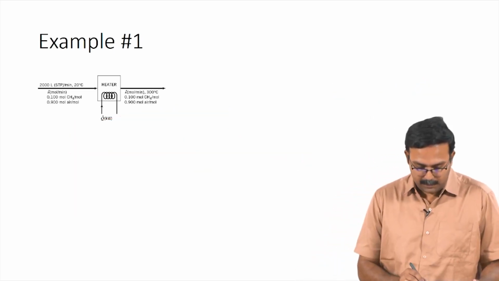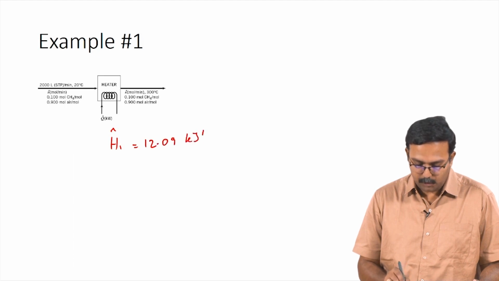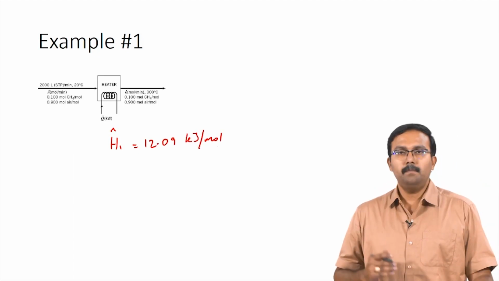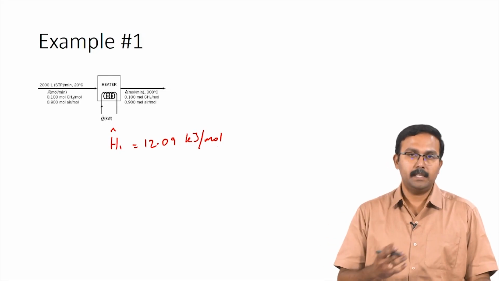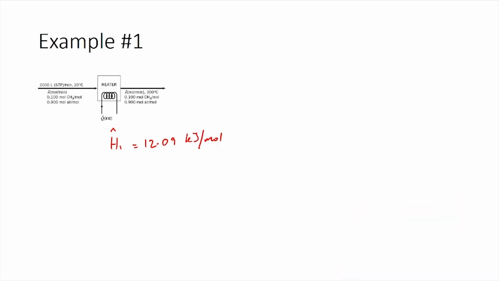So, doing that, we get H1 cap as 12.09 kilojoules per mole. From table B8, which is the table in Felder-Russo for combustion gases, the enthalpy data can be obtained. So, H2 cap would be equal to minus 0.15 kilojoules per mole and H3 cap would be equal to 8.17 kilojoules per mole. In case the direct value for that particular temperature is not available, we could still perform a simple interpolation to get the values.